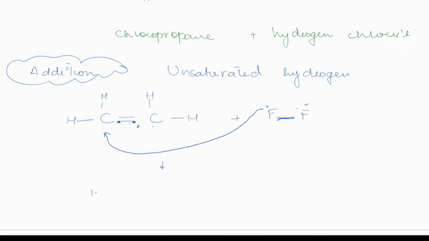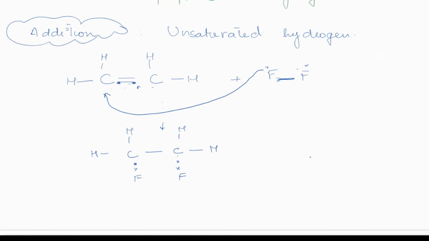So one fluorine will move over here and the other fluorine will move over here. I'm just representing the bonds to explain it. It would break the double bond and convert it into a single bond. So there are two fluorines now. So it would be known as difluoroethane.